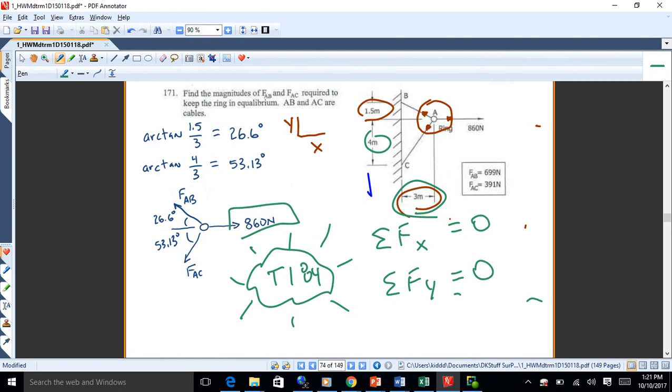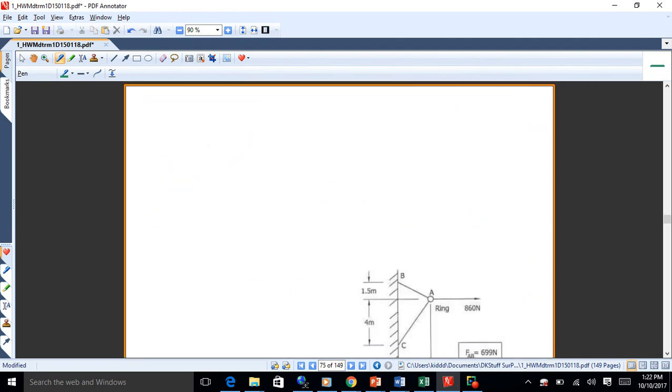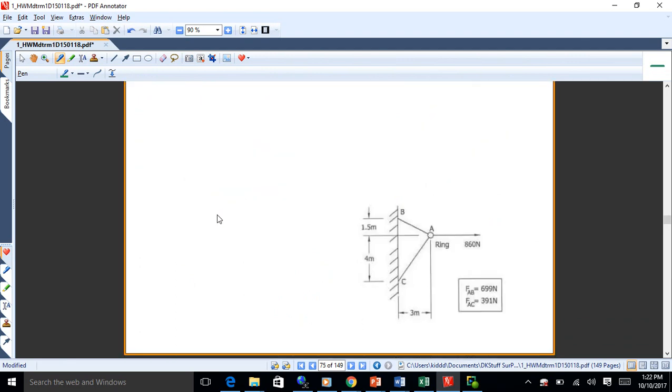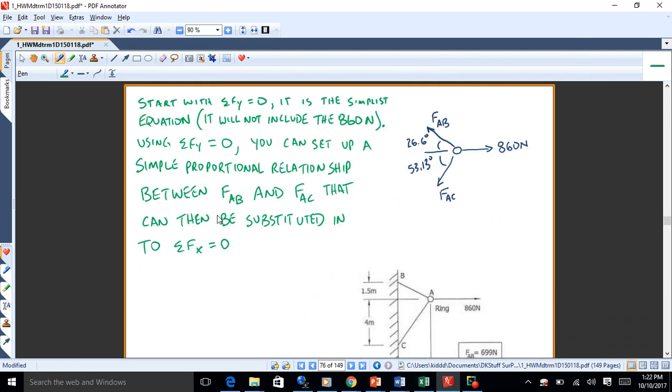So if I start with sum of Fy equal to 0, then I can get a nice simple relationship that I can plug into sum of Fx equals 0. So that's my thinking on this. I'll start with sum of Fy equals 0, because it's the simplest equation. I can set up a nice simple proportion between AB and AC, and I can substitute that into sum of Fx equals 0. That's the process I go through to work this out.